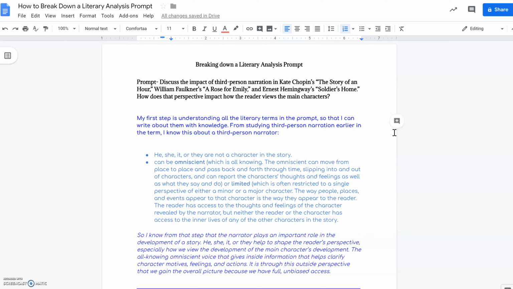So my prompt is this, our first essay prompt: discuss the impact of third-person narration in Kate Chopin's The Story of an Hour, William Faulkner's A Rose for Emily, and Ernest Hemingway's Soldier's Home, and how does that perspective impact how we as readers view the main characters. So my first step to this process of breaking down this prompt is to fully understand what it's asking when it asks me about the impact of third-person narration.